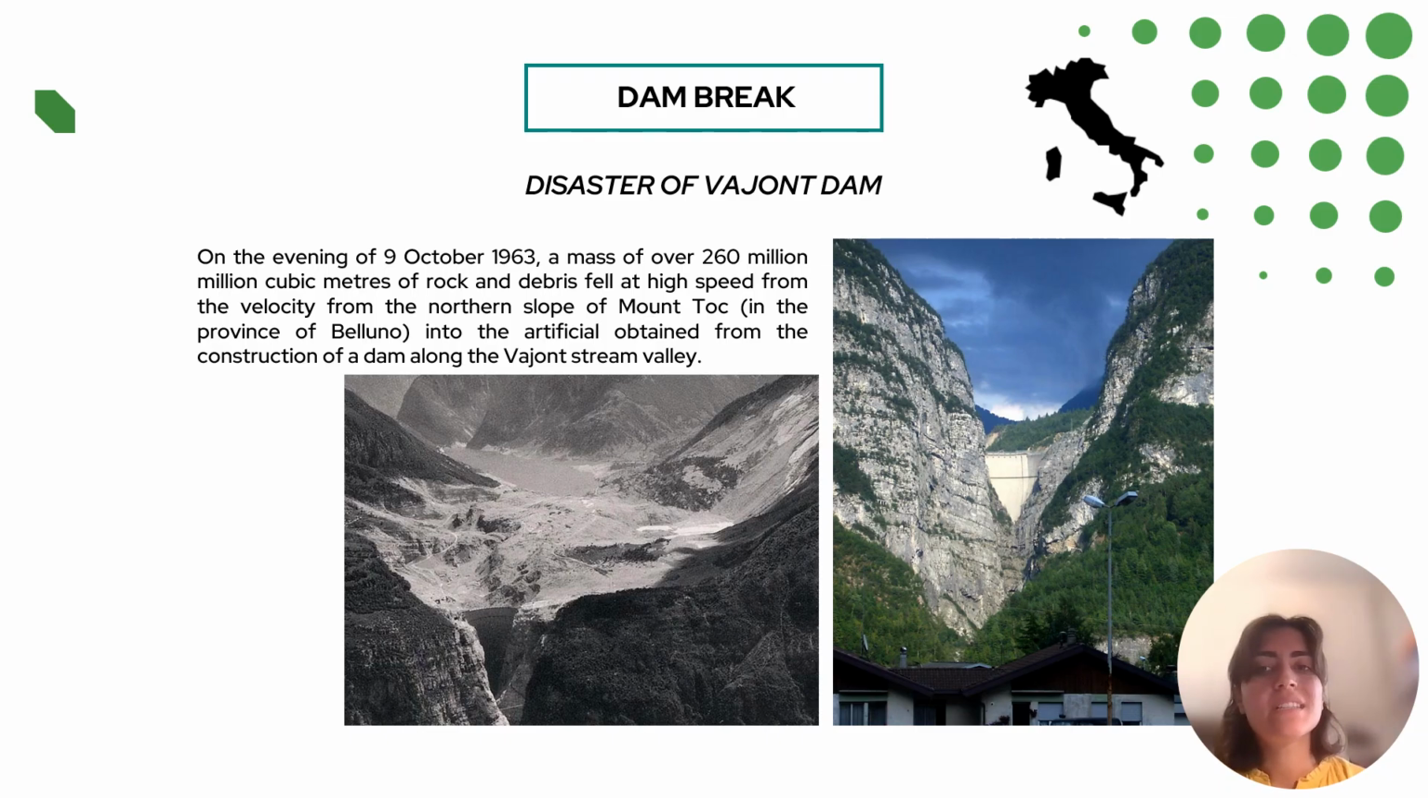Over 260 million cubic meters of rock and debris fell from the northern slope of Mount Toc into the reservoir. The enormous volume of displaced water generated a gigantic wave which overtopped the dam and swept through the valley at incredible speed, destroying entire villages and causing thousands of casualties. This event shows that even when a dam is structurally sound, the surrounding geological and environmental conditions are just as critical.